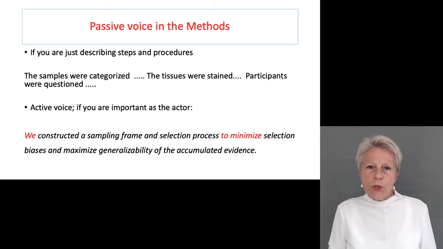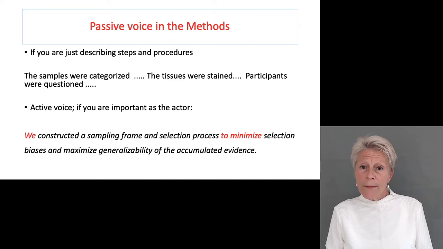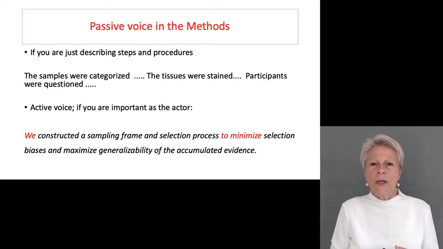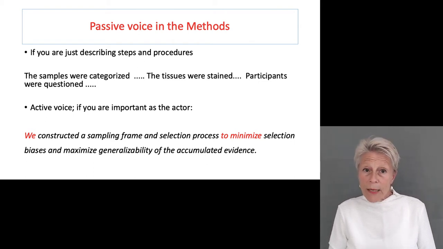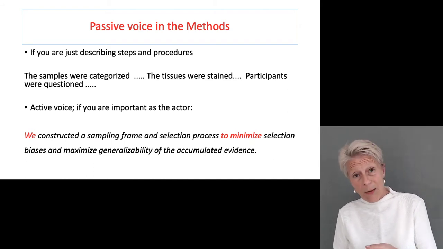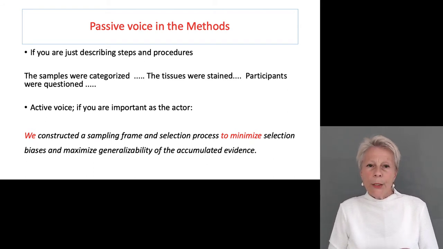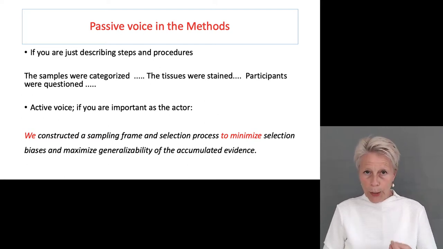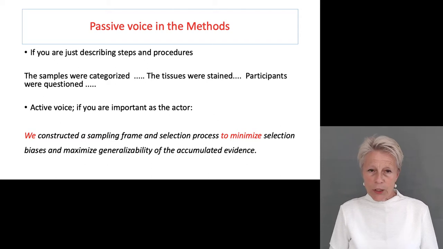But do switch to the active voice if you want to emphasize a decision or choice in your methods. For example, we constructed a sampling frame and selection process to minimize selection biases and maximize blah blah blah. So here you want to emphasize why you did something. So it's your acts, your decision that is important.